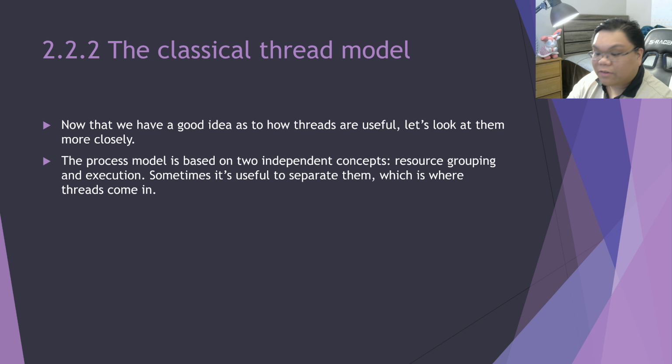So, the classical thread model. Now that we have a good idea of how threads are useful, let's look at them more closely. The process model is based on 2 independent concepts: resource grouping and execution. And sometimes it's useful to separate them, and this is where threads come in. So far we talked about processes as this thing that has resources and it goes on the CPU core to run.